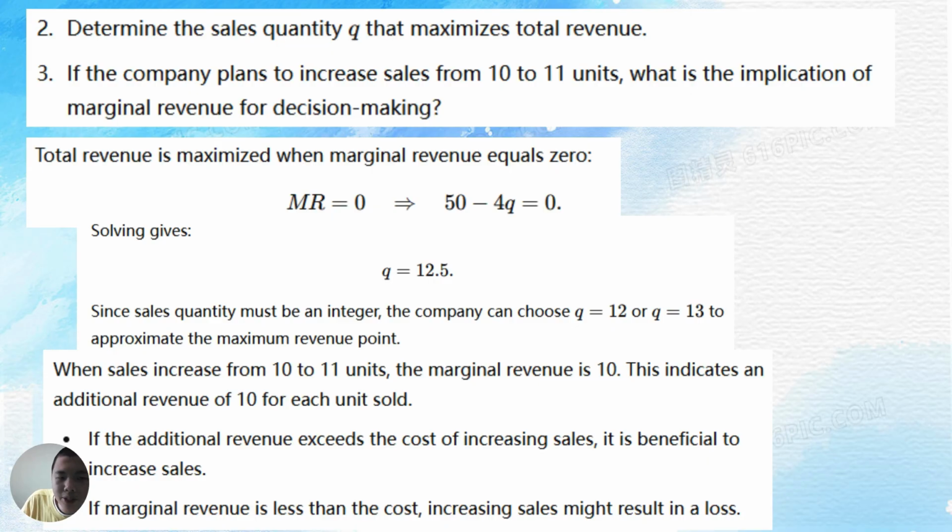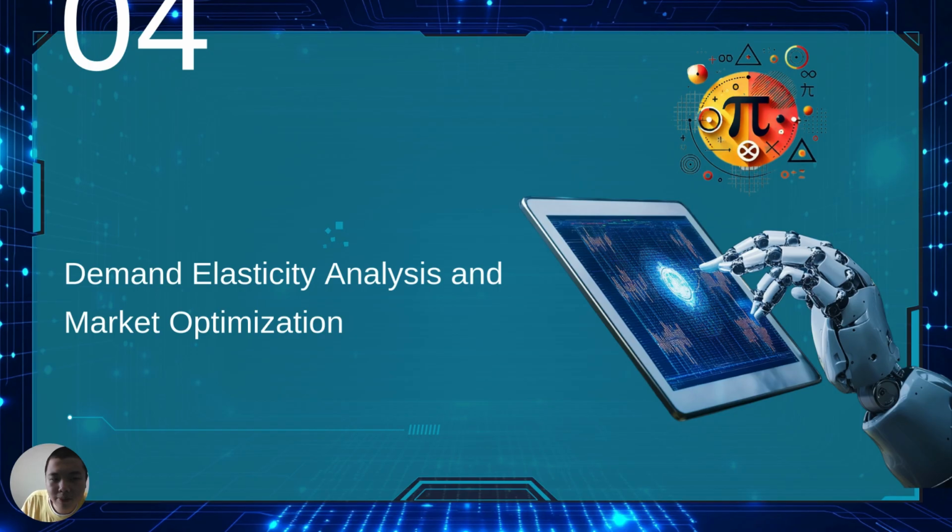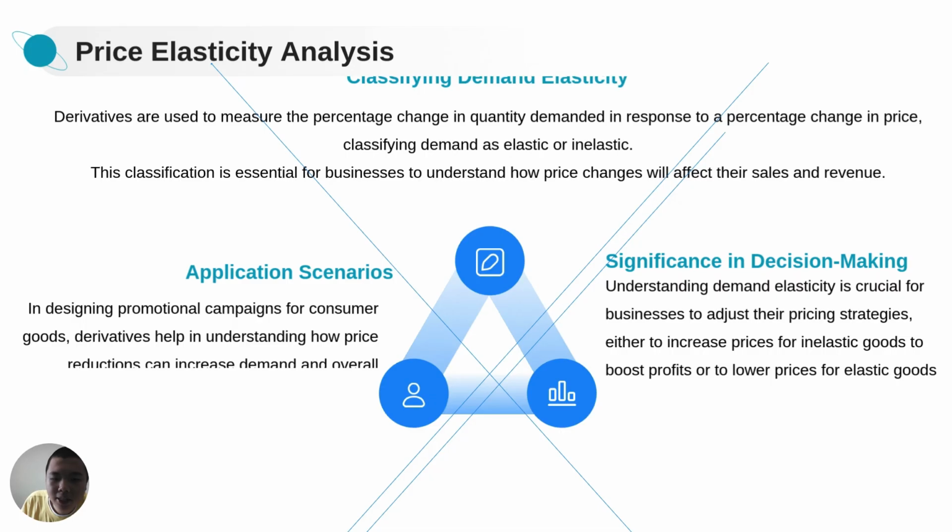So when sales increase from 10 to 11 units, the marginal revenue is 10. This indicates an additional revenue of 10 for each unit sold. If the additional revenue exceeds the cost of increasing sales, it's beneficial to increase sales. The fourth part, demand analysis and marketing.